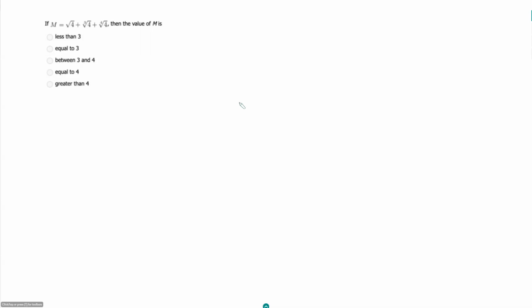If m is equal to the square root of 4 plus the cube root of 4 plus the fourth root of 4, then the value of m is, so let's see, we need to estimate what m is equal to. Cube roots and fourth roots don't appear that much on the GMAT. How would you go about estimating this?